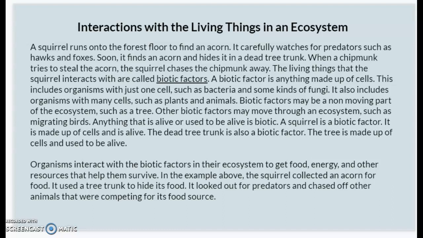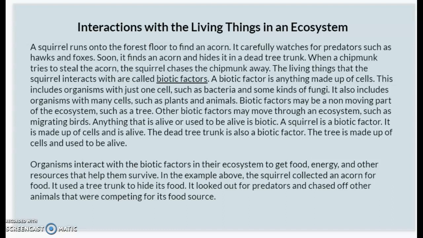A biotic factor is anything made up of cells. This includes organisms with just one cell, such as bacteria and some kinds of fungi. It also includes organisms with many cells, such as plants and animals. Biotic factors may be a non-moving part of the ecosystem, such as a tree. Other biotic factors may move through an ecosystem, such as migrating birds. Anything that is alive or used to be alive is biotic.